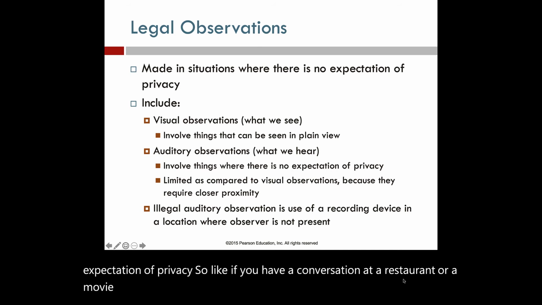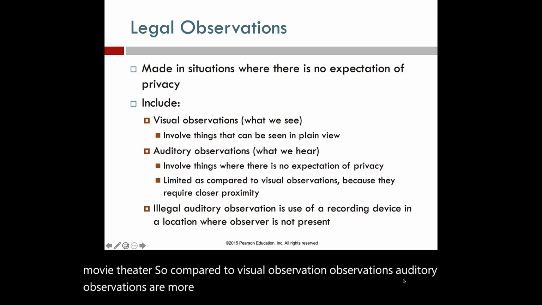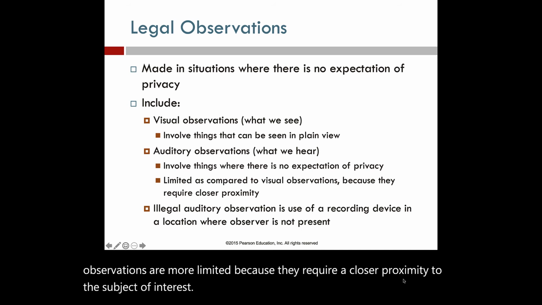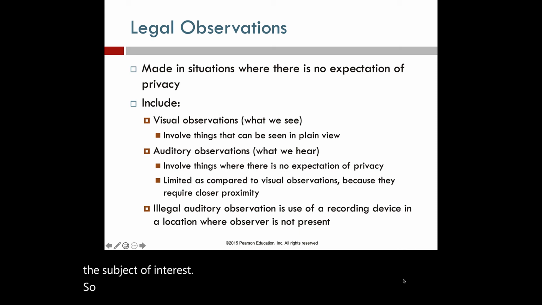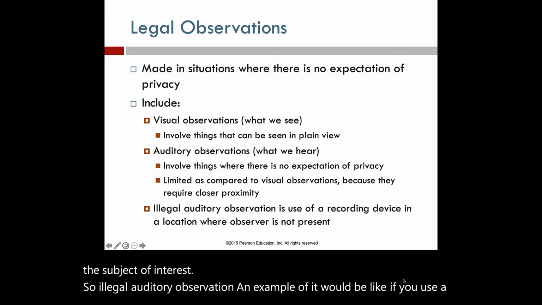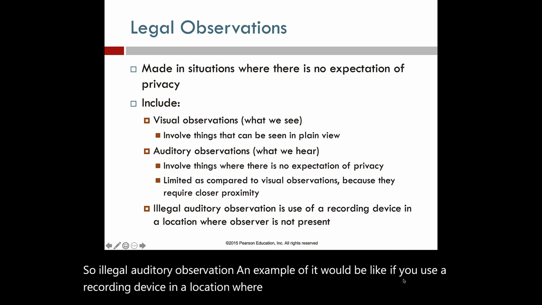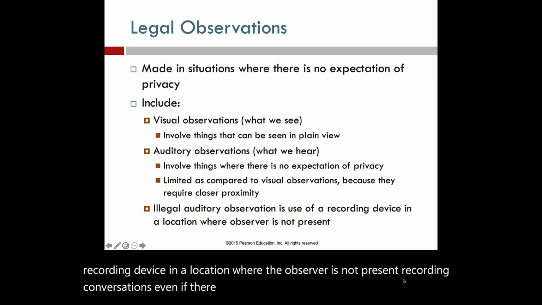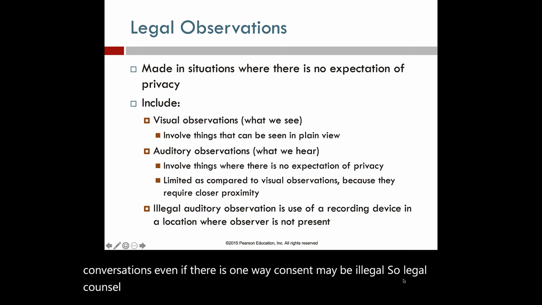Compared to visual observations, auditory observations are more limited because they require closer proximity to the subject of interest. An example of an illegal auditory observation would be using a recording device in a location where the observer is not present. Recording conversations, even with one-way consent, may be illegal. So legal counsel should always be sought when you're trying to do these types of activities.